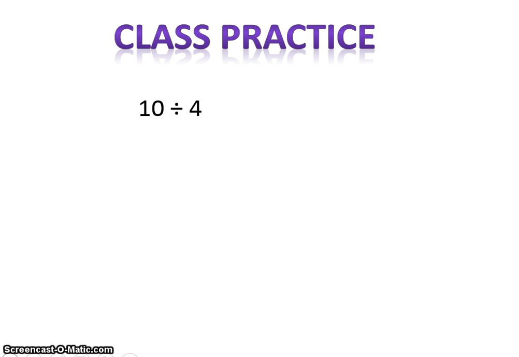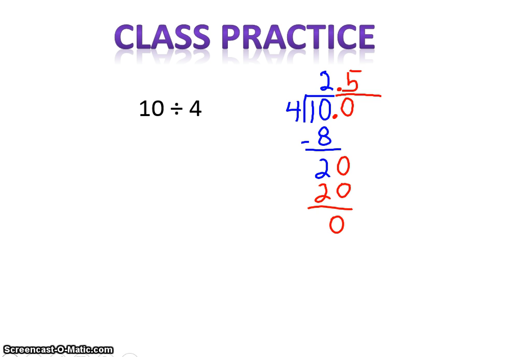Now you'll notice that 10 does not have a decimal, so what do we do when there's no decimal? You put a decimal after the number, and you keep going until you get a remainder of 0. Hit pause and work this problem. And you should have gotten 2 5/10 as your answer.